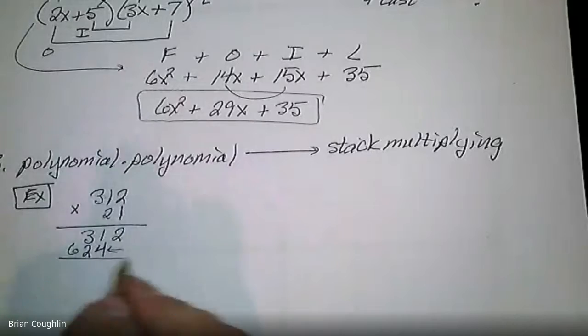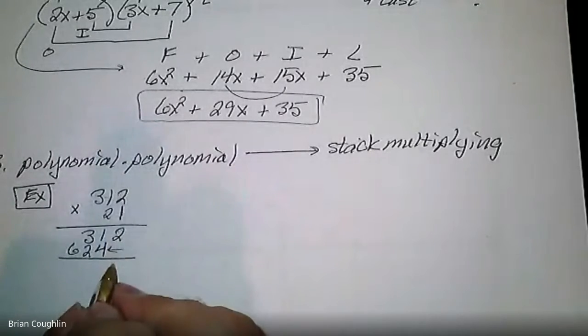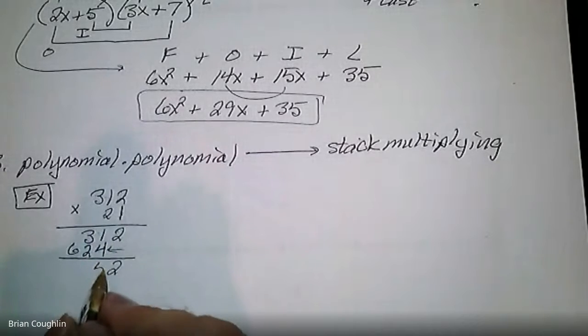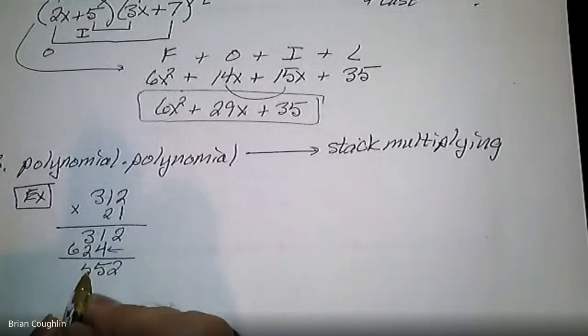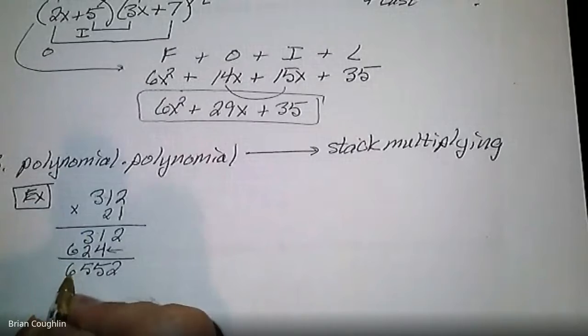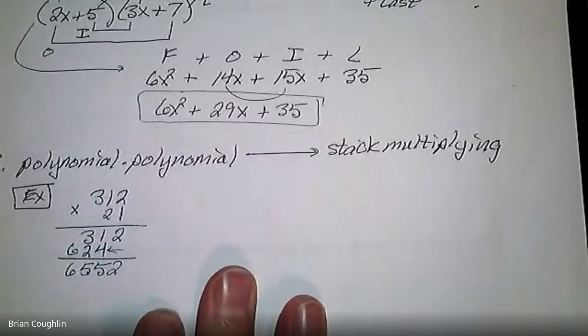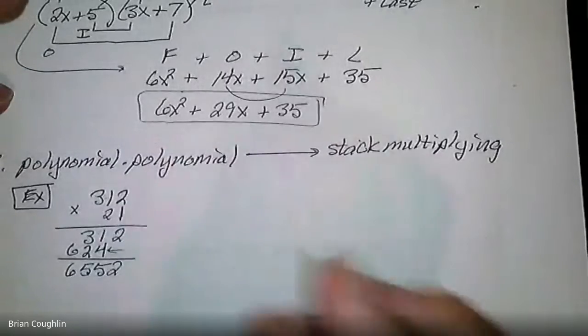Okay? Now let's add. 2 plus nothing is 2. That's actually why people like having a 0 there. 1 plus 4 is 5. 3 plus 2 is 5. And 6 by itself is just 6. So 6,552. So that should be old hat, God willing.